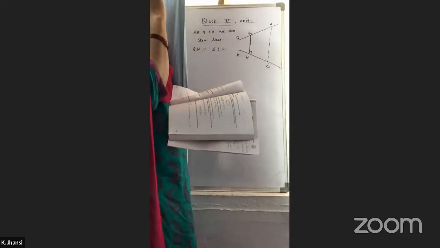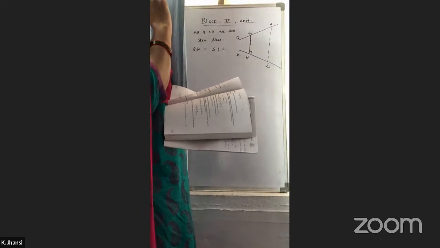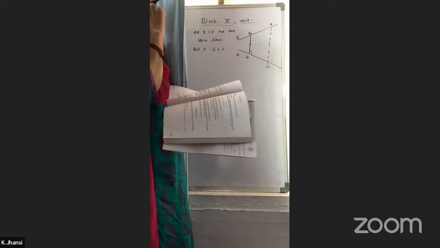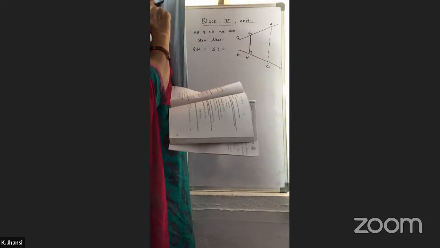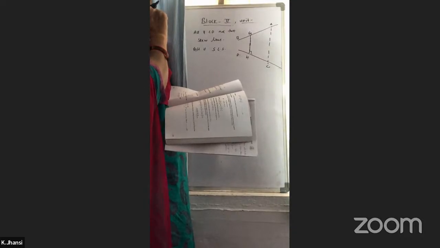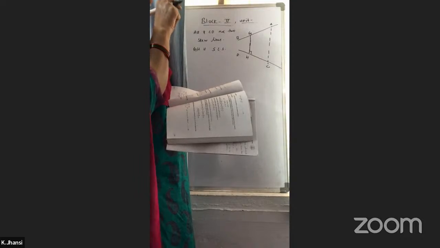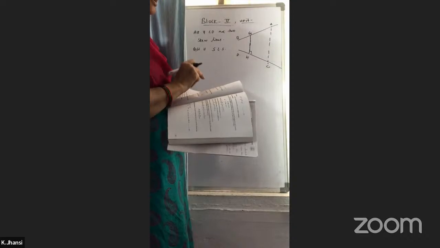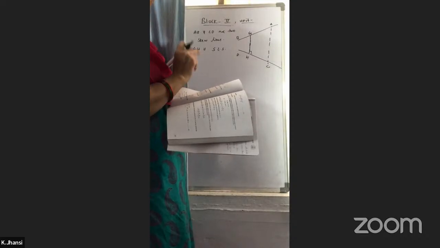In the first unit, we have seen the condition of perpendicularity, that is L into L1 plus M into M1 plus N into N1 equals 0. With the help of that, you'll get two equations. From those equations, if you do the cross multiplication method, you will get the L, M, N values.